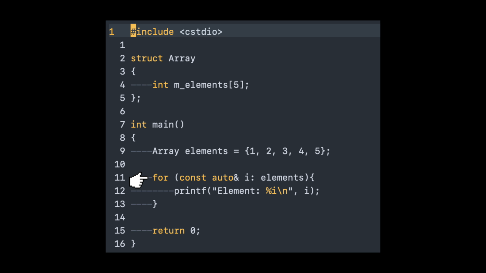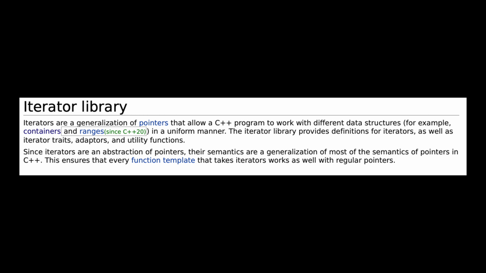Now the question is, how do we do that? Searching on the internet, we'll find this thing called iterators, an iterator library. The definition is: iterators are a generalization of pointers that allow a C++ program to work with different data structures, for example containers and ranges, in a uniform manner. This definition is an approximation of what we want, but is not fully related to our case.